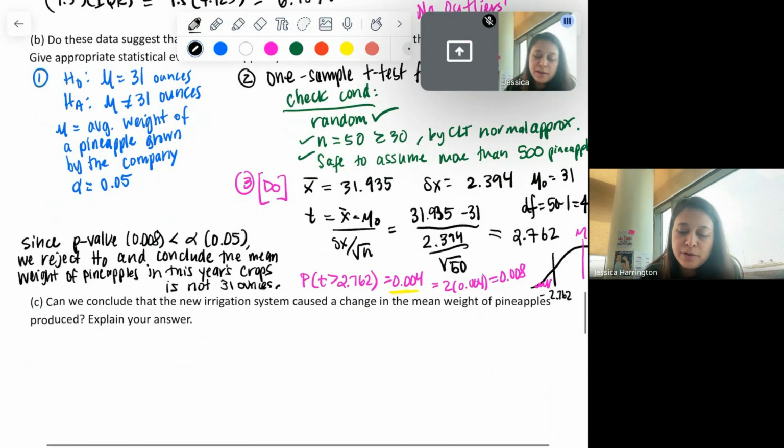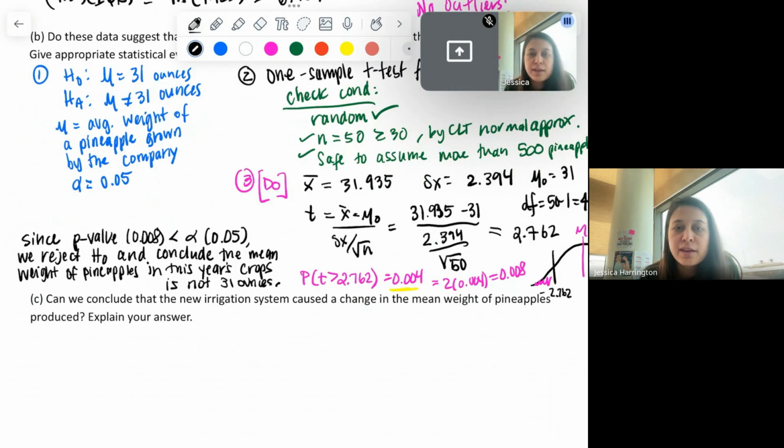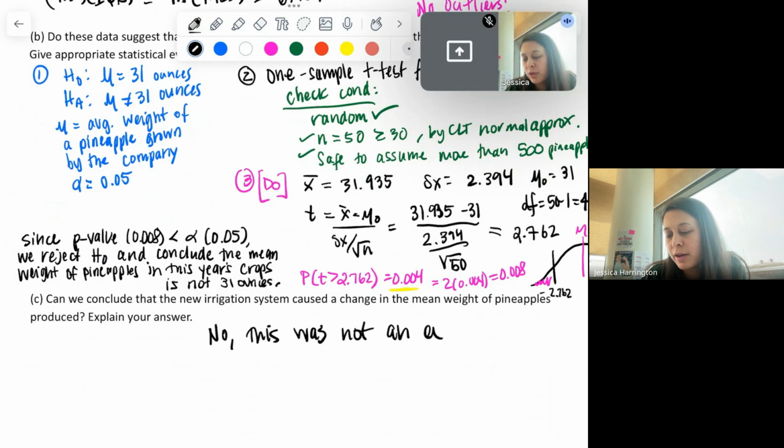And then part C is making us think about is it unit 3, unit 4? I think it's unit 3. Can we conclude that the new irrigation system caused a change in the mean weight of pineapples? And hopefully you're thinking, what is the only way to prove a cause and effect relationship? It's if you've done an experiment, right? And that's what you're going to say here. No, this was not an experiment. That's the only way you can conclude a cause and effect relationship. Okay. And I think we're done.